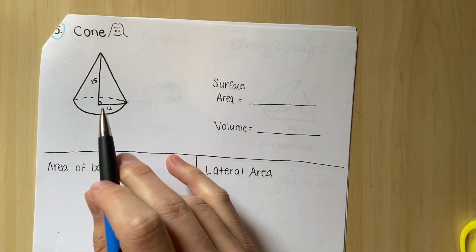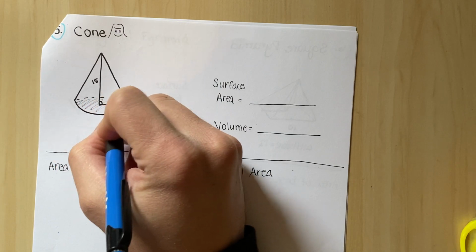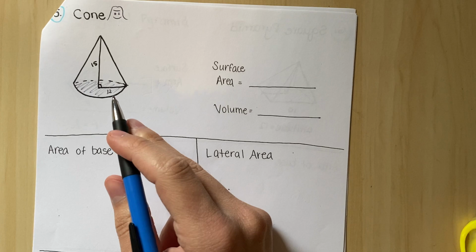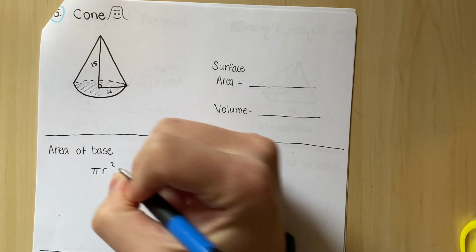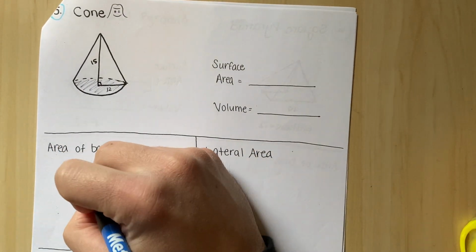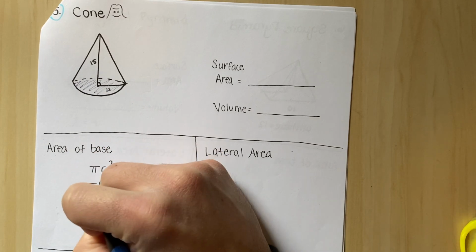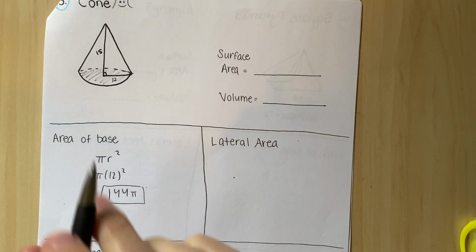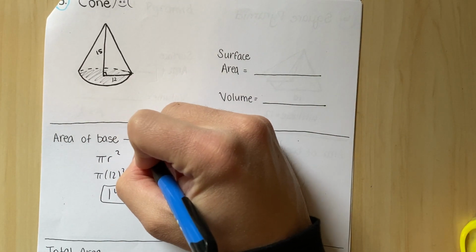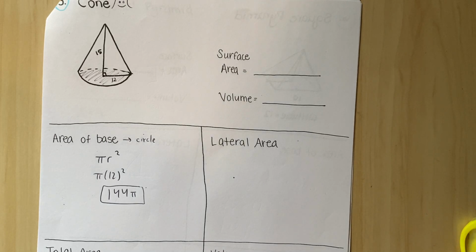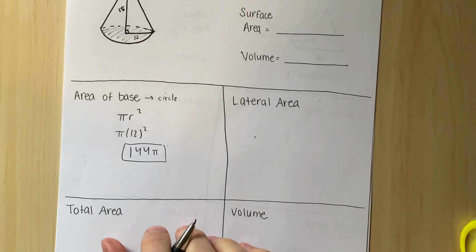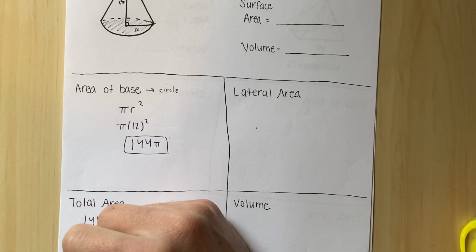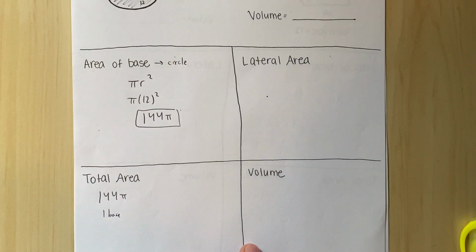The base of this thing is the circle on the bottom. Okay. So the area of base is really chill. There's only one base. So that would be pi r squared. The radius is 12. So it's pi times 12 squared, which is 144 pi. All right, so the base, easy, because the base is the circle. Okay, so in our total area, there's only one base in a cone. So we have 144 pi because that's the one base.